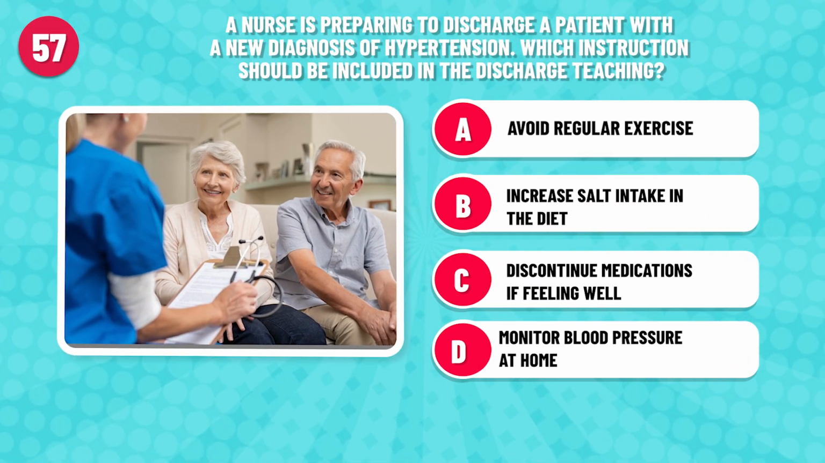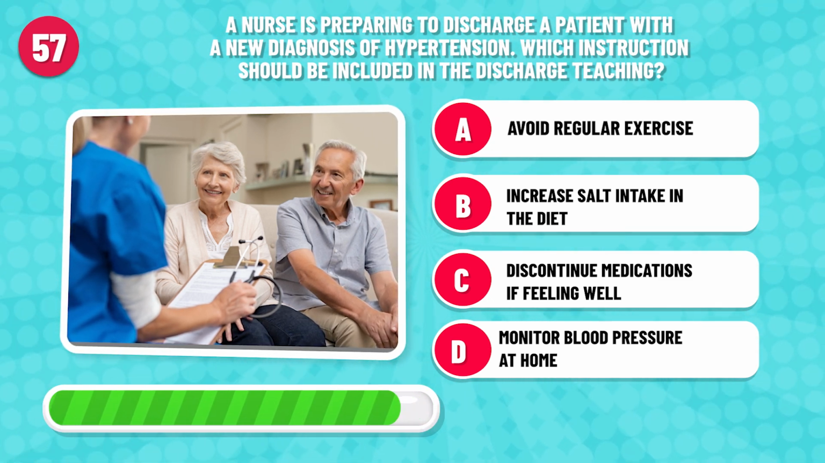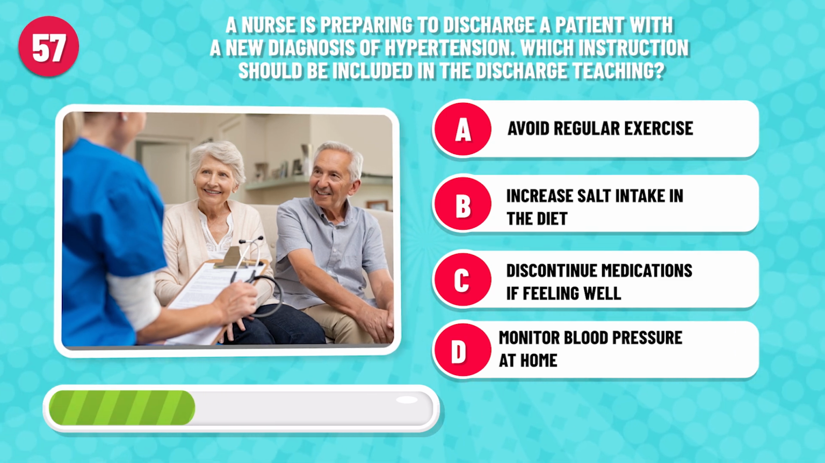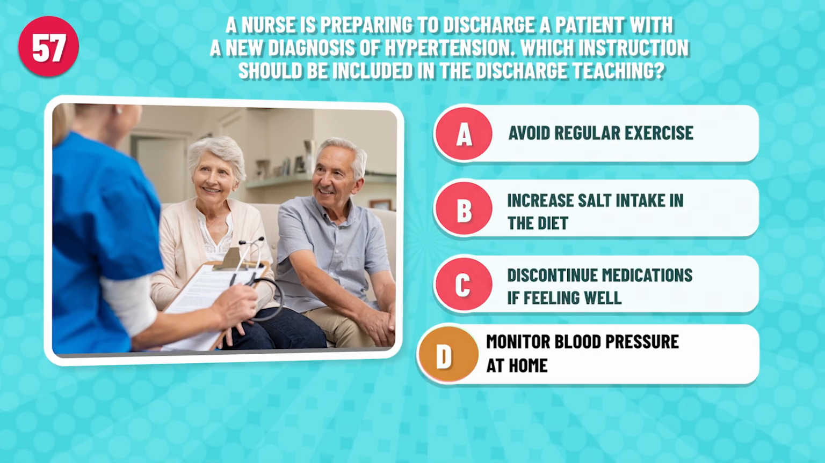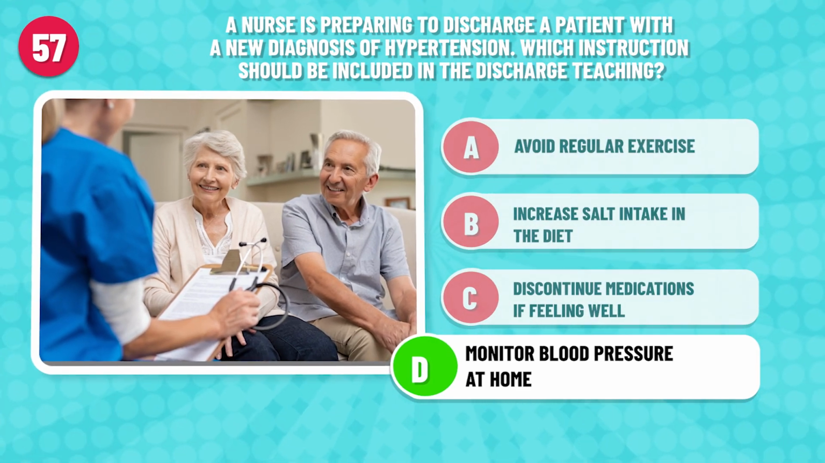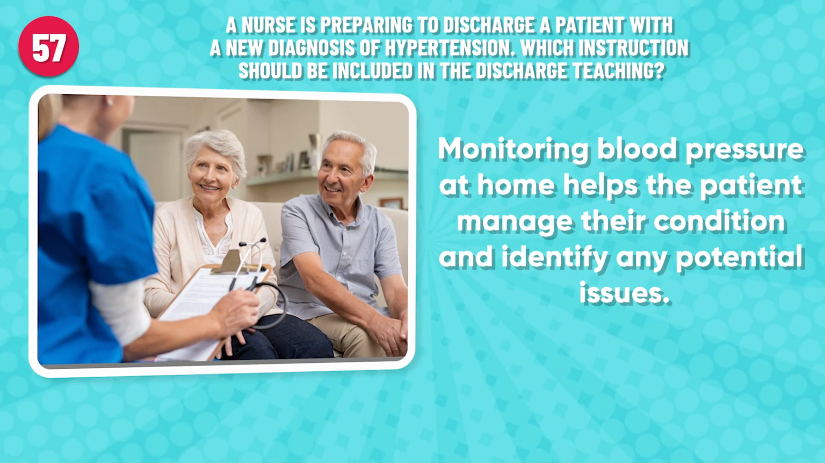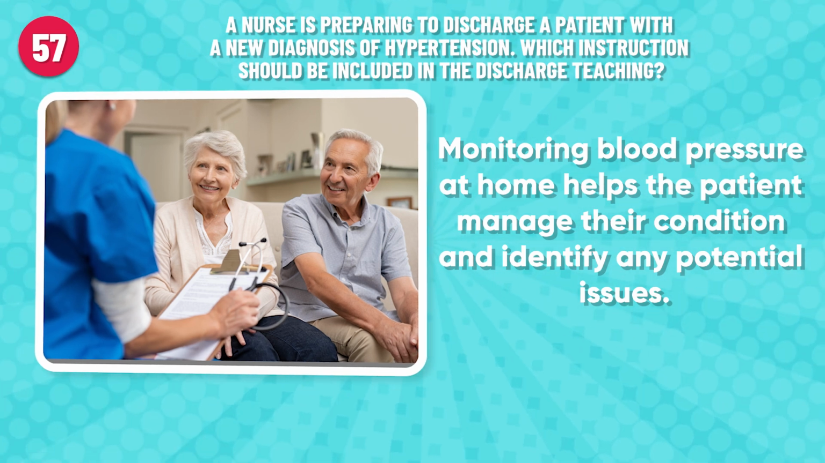A nurse is preparing to discharge a patient with a new diagnosis of hypertension. Which instruction should be included in the discharge teaching? It's D. Monitor blood pressure at home. Monitoring blood pressure at home helps the patient manage their condition and identify any potential issues.